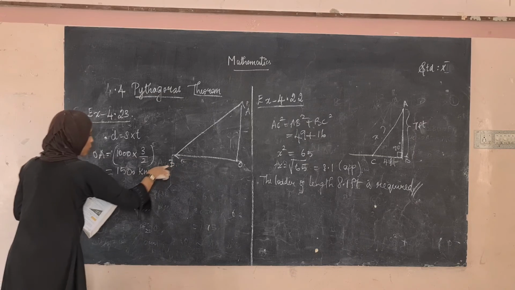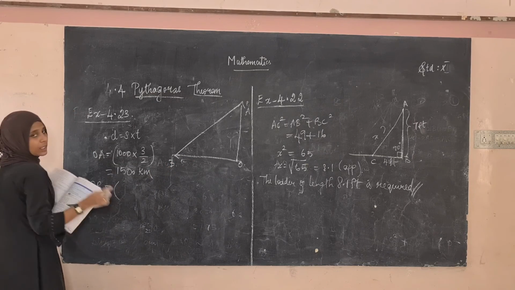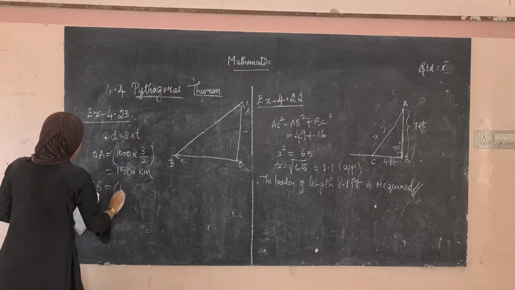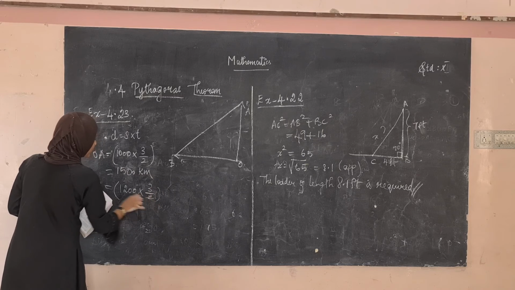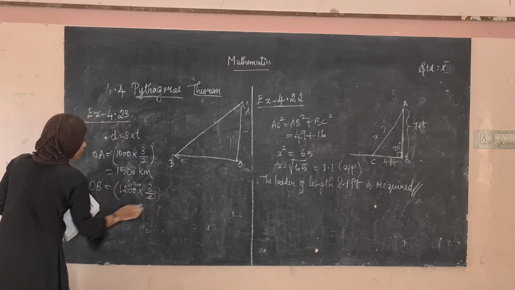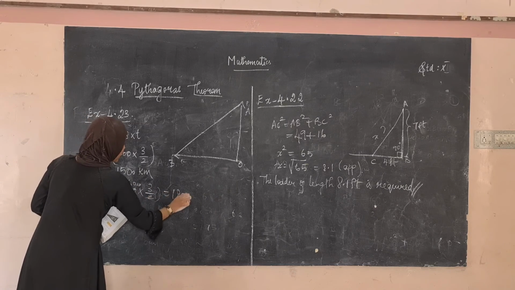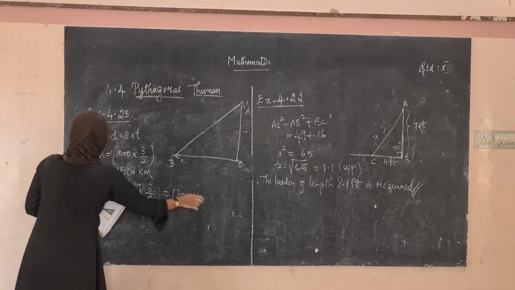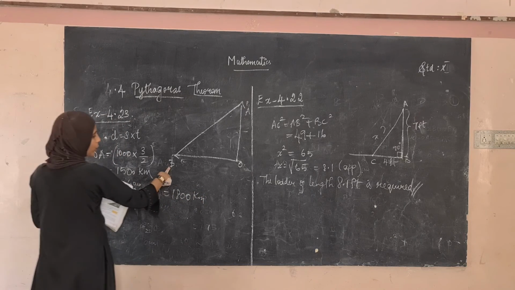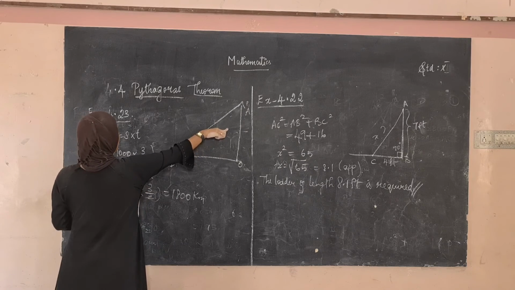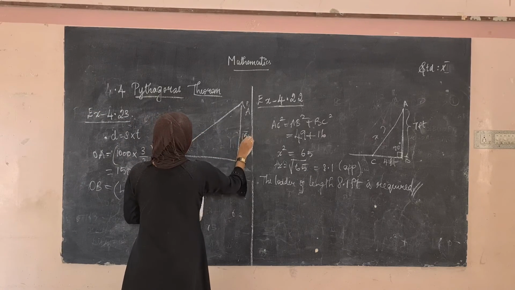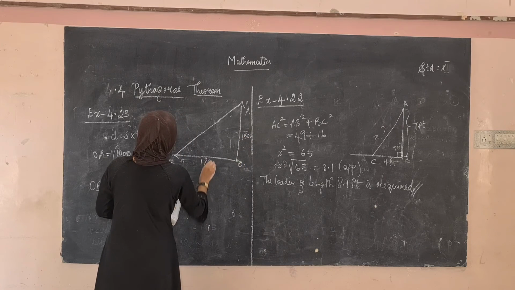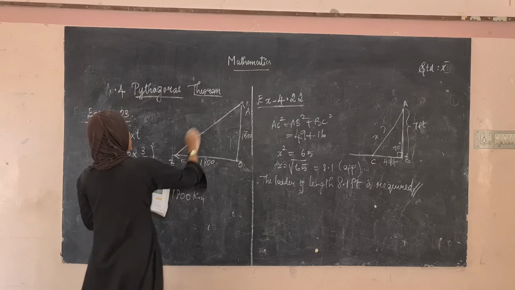OB distance is speed into time taken. Its speed is 1200 into 3 divided by 2, that is 600 into 3, so it is equal to 1800 kilometers. So plane 2 has travelled 1800 kilometers and plane 1 has travelled 1500 kilometers. We can write here: this is 1500 and this is 1800. So we have to find this.